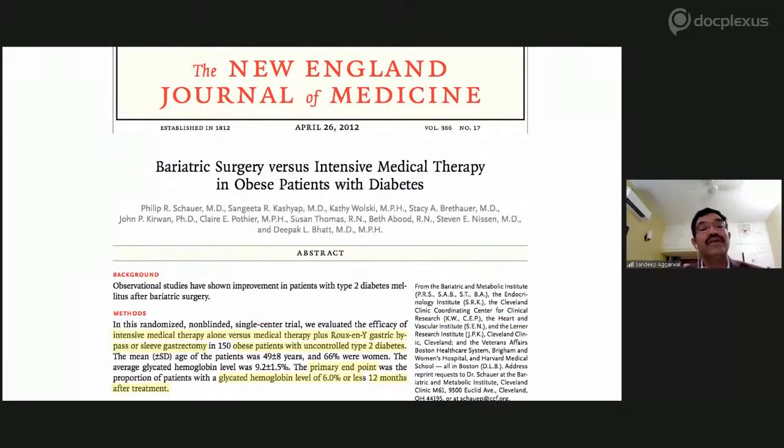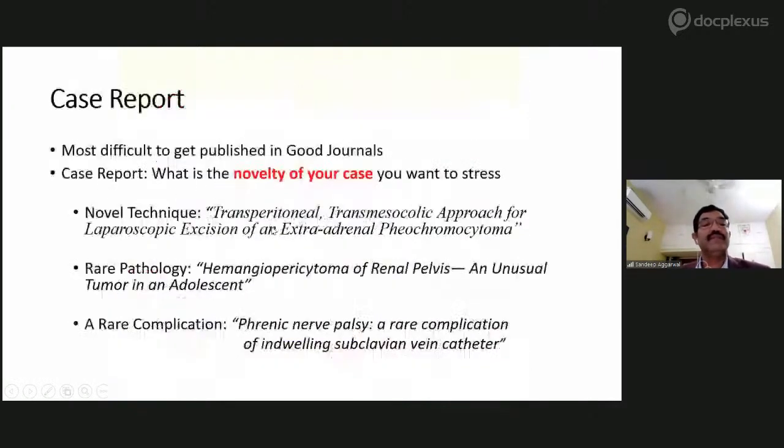Look at this again. So again, bariatric surgery, this is a paper published, very often quoted, very popular paper in bariatric surgical circles, published in NEJM, obviously a very high quality journal. Bariatric surgery versus intensive medical therapy. So intervention versus comparative group in obese patients with diabetes. This is a target, or this is a population to be studied.